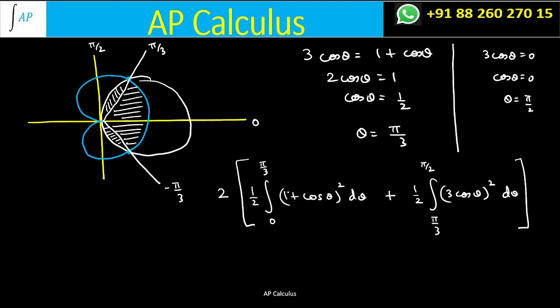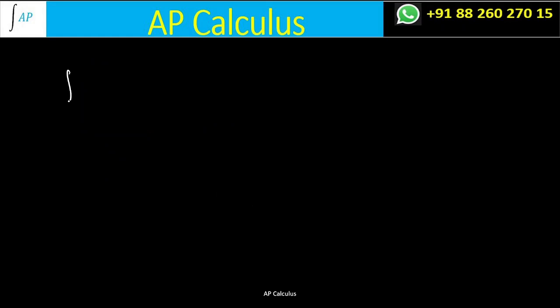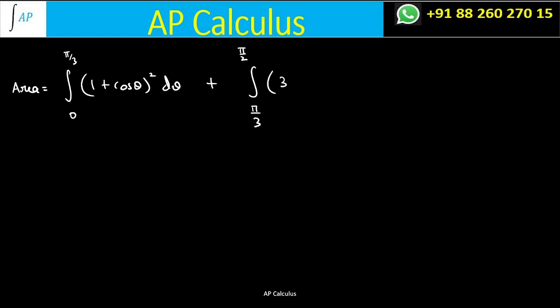If you distribute this 2 inside, this 1 by 2 and this 1 by 2 will get cancelled out. So the final expression for the area will be the integral from 0 to pi by 3 of 1 plus cosine theta whole square, plus the integral from pi by 3 to pi by 2 of 3 cosine theta whole square. When you put this expression in the calculator, you will get the direct answer, which is 3.926 square units.